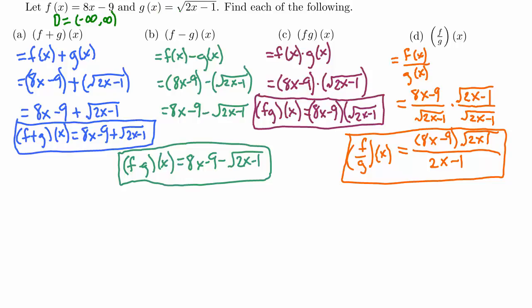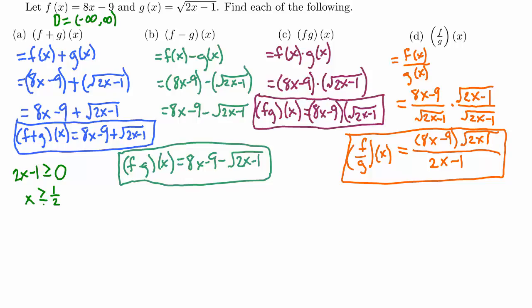G of x, however, is a radical, and radicals limit the domain, at least even radicals. Now, this is a 2 right there, meaning that's an even radical. To find its domain, you take whatever's underneath the radical, say 2x minus 1 in this case, and make it greater than or equal to 0. Then you solve for x. You'll add 1 and divide by 2, and that'll give you x is greater than or equal to 1/2. Notice I didn't need to flip the direction of the inequality because I never multiplied or divided by a negative.